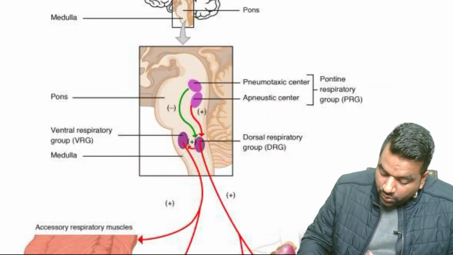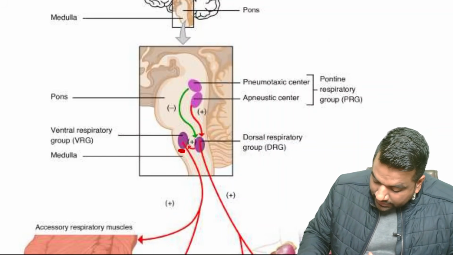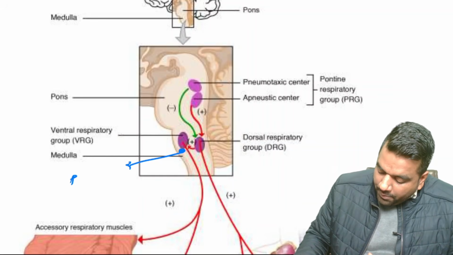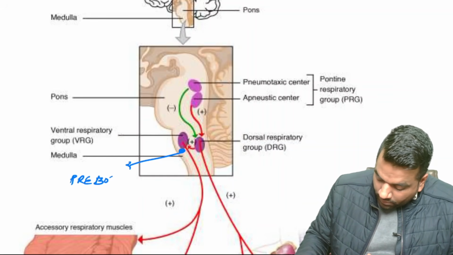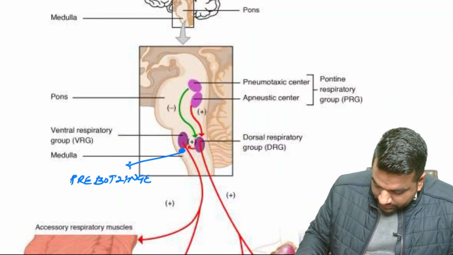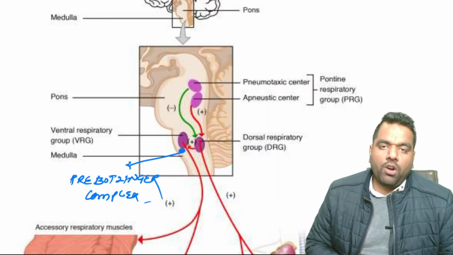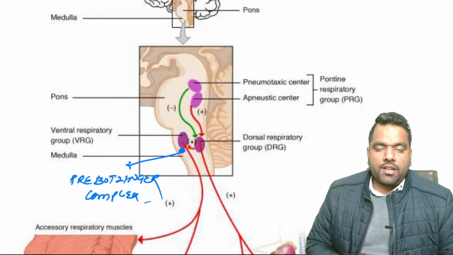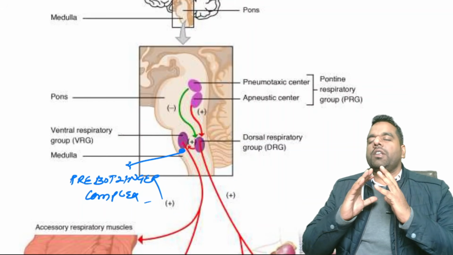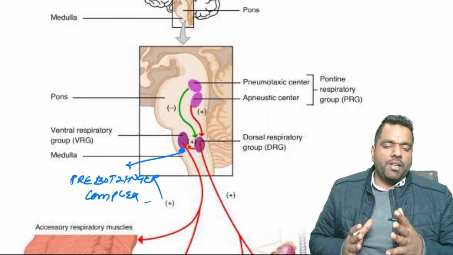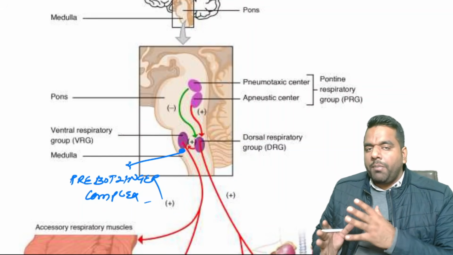And guys, below at this area, another respiratory group is present over here, and this respiratory group we call the pre-Bötzinger complex, which is the pacemaker of the ventilation or the respiration. So whenever we go into the sleep condition or the unconscious state, guys, who will take the command for the respiration? This is taken by the pre-Bötzinger complex.